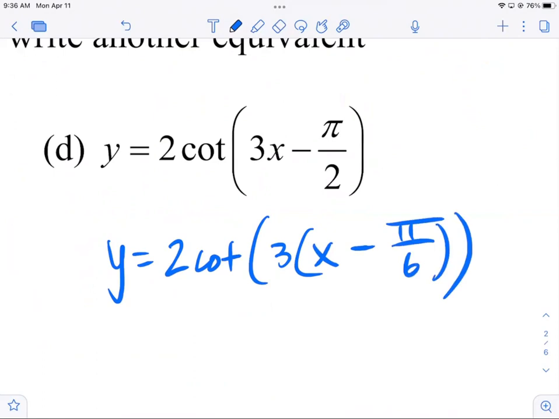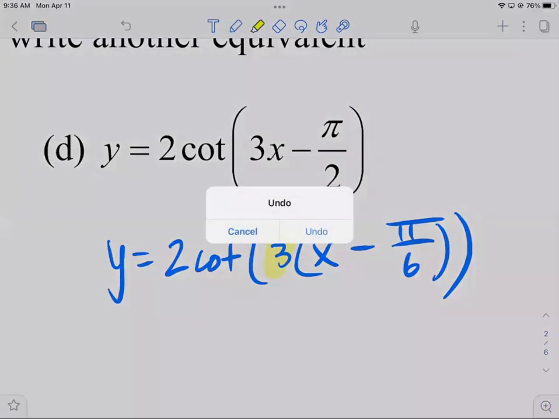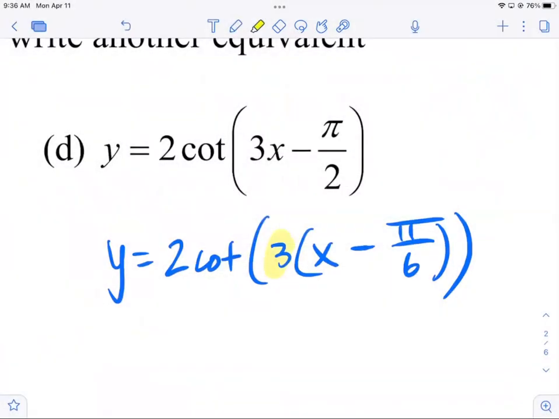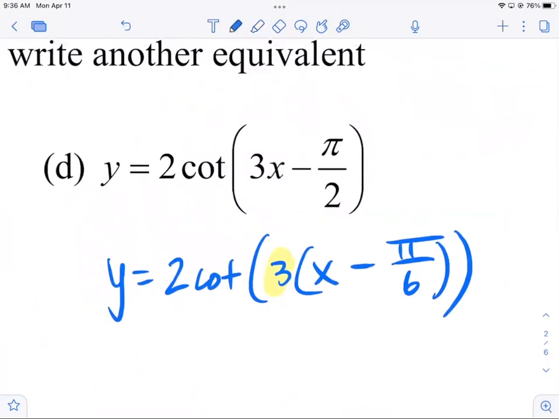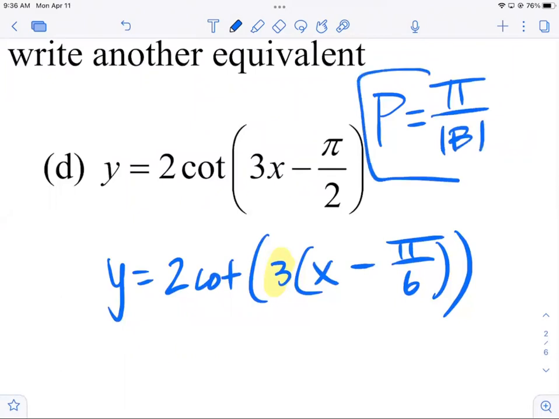Now, there is a B value, isn't there? So that is going to compress our graph by a factor of 3. Is that going to affect the period? Yes. So the period is going to be what now? If it used to be pi, and now it's 3 times narrower, pi thirds. Good. So here is the formula for tangent and cotangent to find the new period. It's not 2 pi over b like it was for sine and cosine. It's pi over b. So our period here is pi thirds.